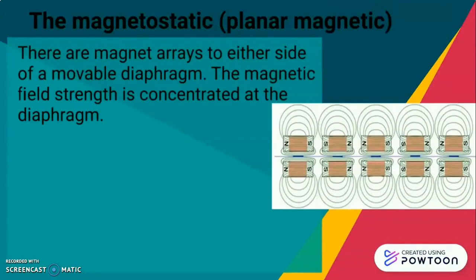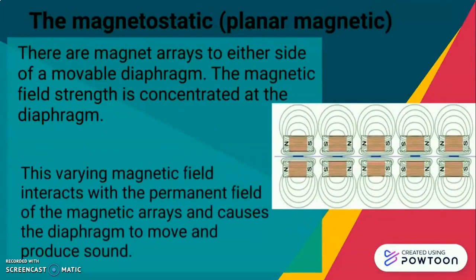In the magnetostatic type, there are magnet arrays on either side of a movable diaphragm. The magnetic field strength is concentrated at the diaphragm. This varying magnetic field interacts with the permanent field of the magnetic array and causes the diaphragm to move and produce sound.